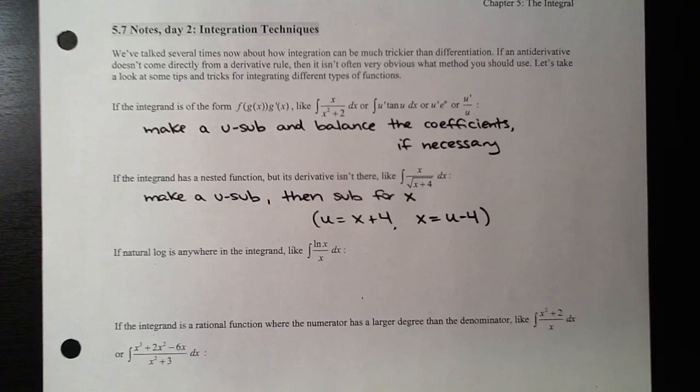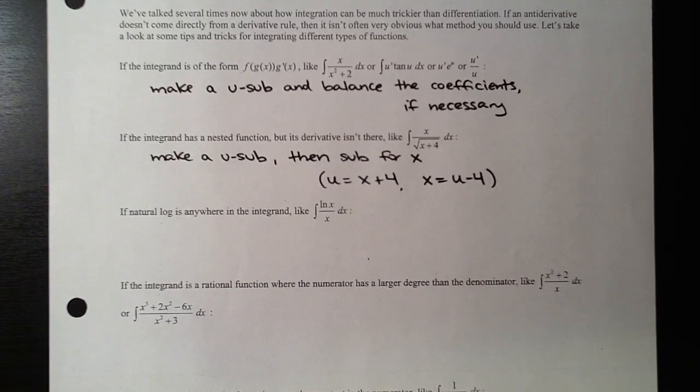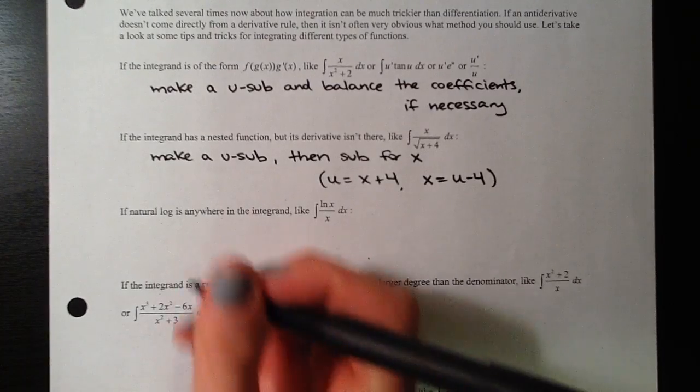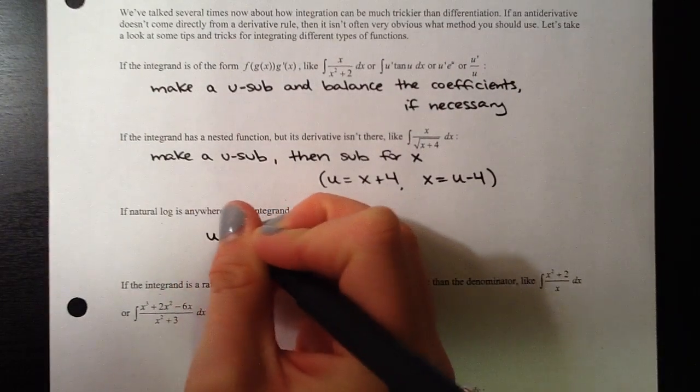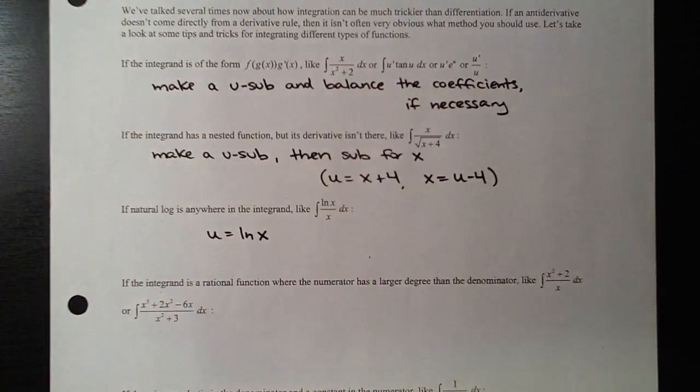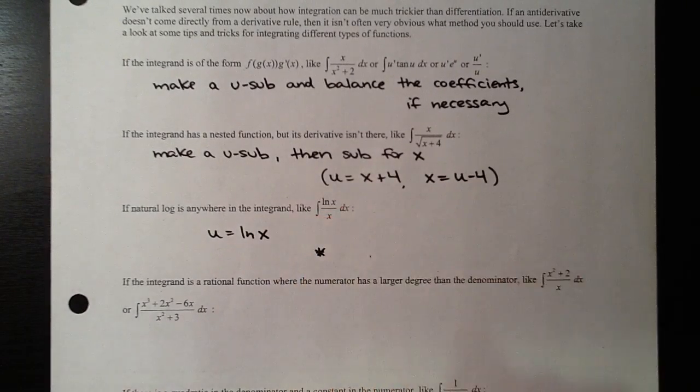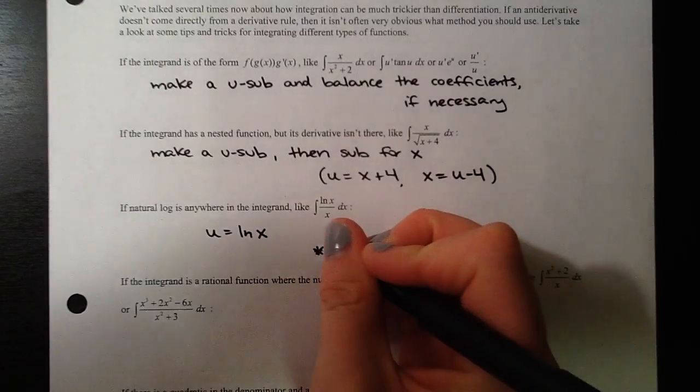Okay? If natural log is anywhere in the integrand, this is a really good tip to keep in your back pocket. If natural log is anywhere, almost every single time, no matter what, the substitution that you're going to make is for the natural log of x. The reason is, and I want you guys to write this down too, we don't know the antiderivative of natural log yet.